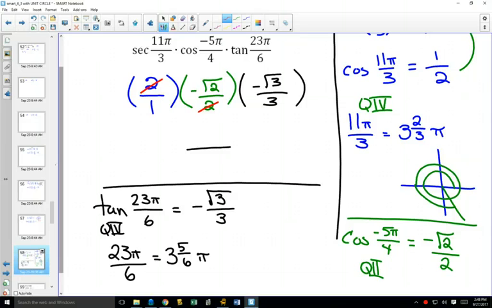It makes life easier. What happens when you multiply root 2 by root 3? You get root 6. What happens when you multiply 1 times 3? You get 3. Can I simplify that anymore? No. You can't simplify the 6 and the 3 because the 6 is inside that square root. So there's our final answer, root 6 over 3.